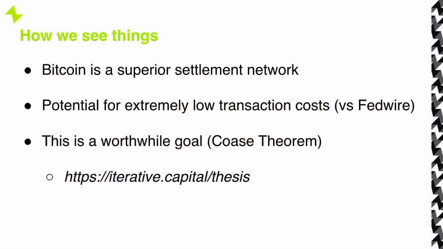Very briefly, the reason we like Bitcoin is we think it's a superior settlement network. Specifically, it's superior to Fedwire and other real-time gross settlement systems. We think in the long term, it can have the potential for extremely low transaction costs. And if you've read Ronald Coase and the theory of the firm, that's something worth pursuing. It was his opinion that the reduction of transaction costs was essentially the story of human progress.